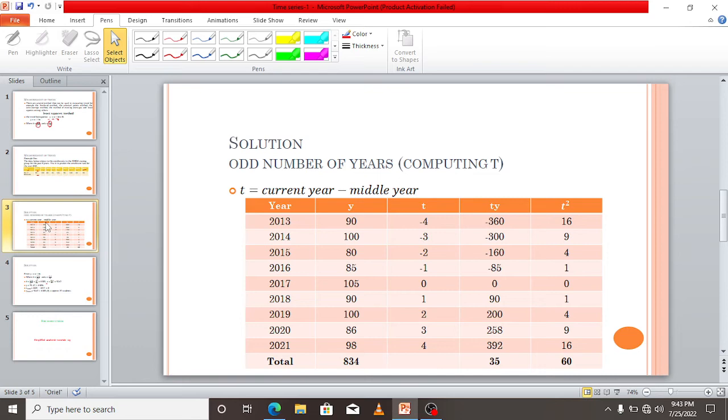So your task is to first identify whether the data given is odd or even. Okay? Odd, it means odd numbers. Those are numbers when you divide them with 2, you get a remainder 1.